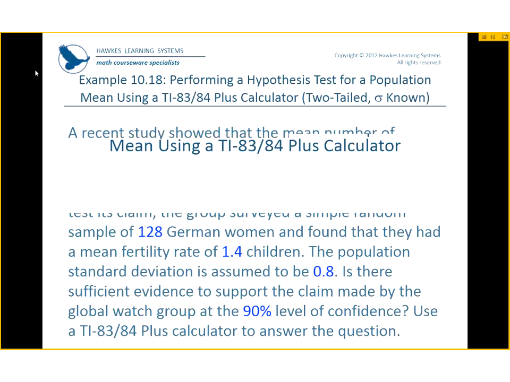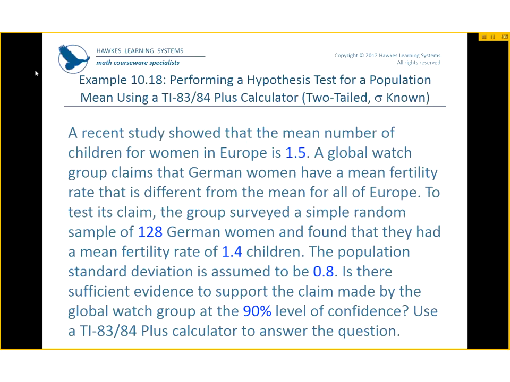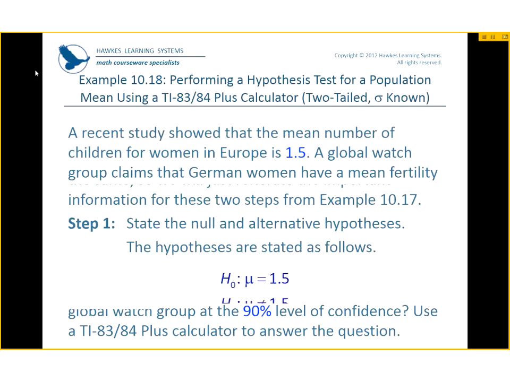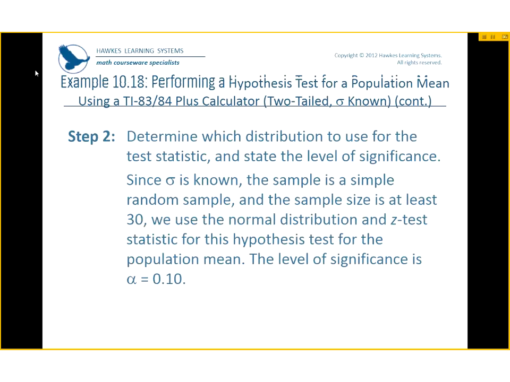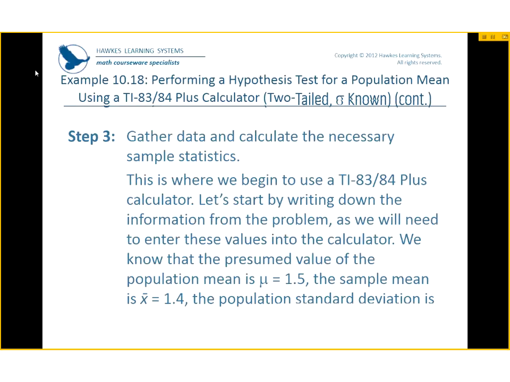So we did this problem before. It was the one about the mean fertility rate. And we got our hypothesis where the mean does not equal 1.5 as our alternative. And we got our mean equals 1.5 for the null. And that's going to be important to remember those. And we're also going to determine our level of significance. And we did this one before, so let's do this.